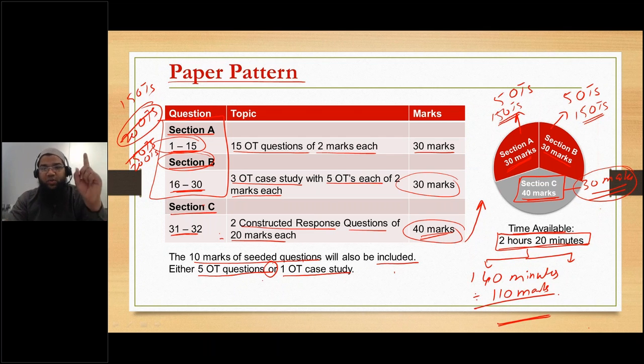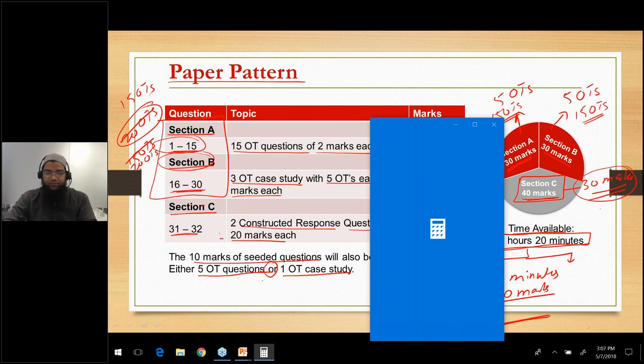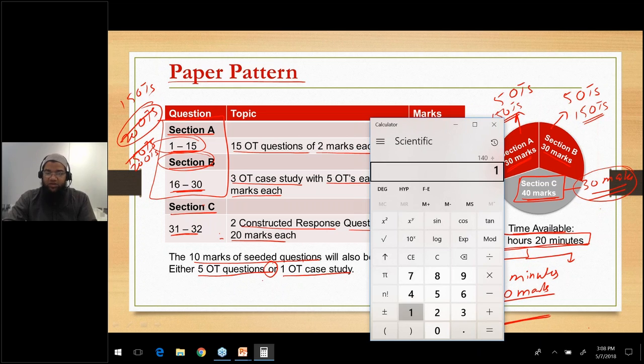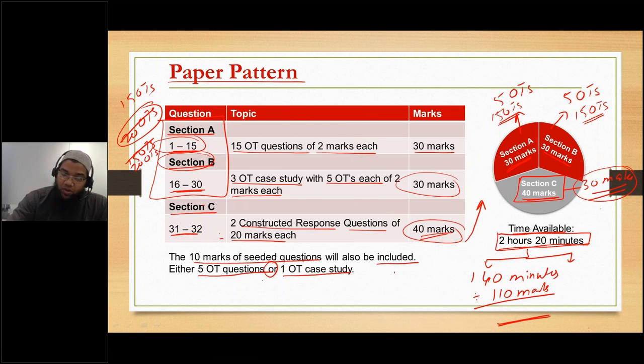So 60 minutes in 1 hour, 2 hours means 120 minutes and 20 minutes means 140 minutes. If I use a calculator, you have 140 minutes for 110 marks. So on an average, you have 1.28 minutes per mark. But for example, if one OT is of 2 marks, you have 1.28 into 2, which makes 2.56 minutes.